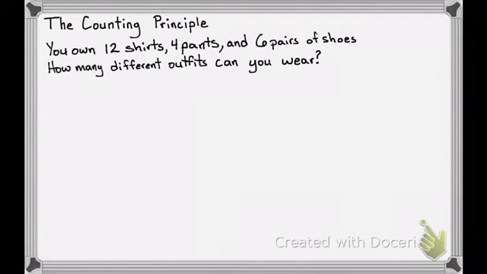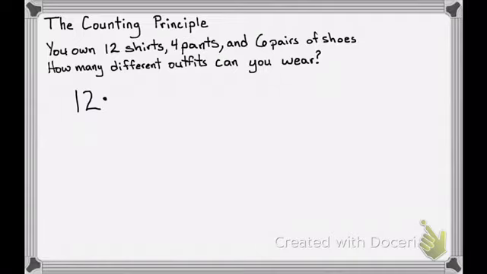Poof. So like magic, we have a problem. You own 12 shirts, 4 pants, and 6 pairs of shoes. How many different outfits can you wear? The counting principle says that how many ways we can do each individual event multiplied together will be the number of ways that we can do the entire event. So we start with shirts. I have 12 different shirts that I can wear, so there's our event 1, 12 different possibilities.